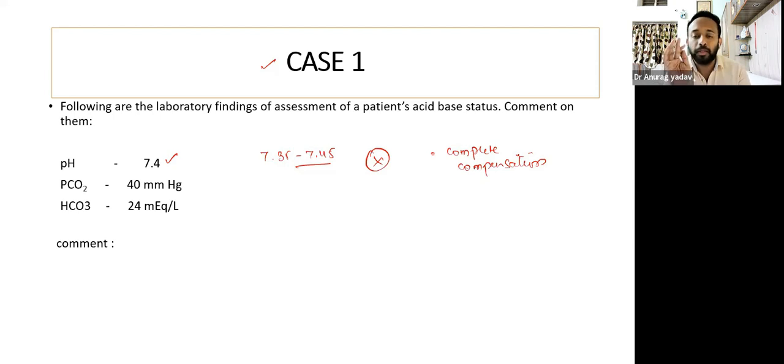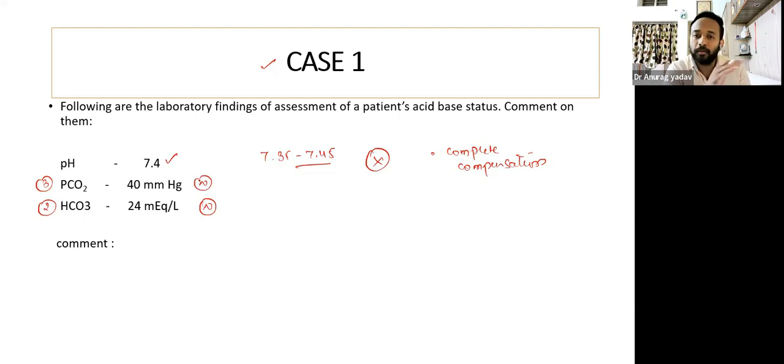So don't get confused if the pH is normal. Always see the other components. Second, we are going to see bicarbonate. Is it in the abnormal or normal range? It's in the normal range, 22 to 26. Third component: is carbon dioxide normal, in the range 35 to 45 mmHg? Yes, it's normal.